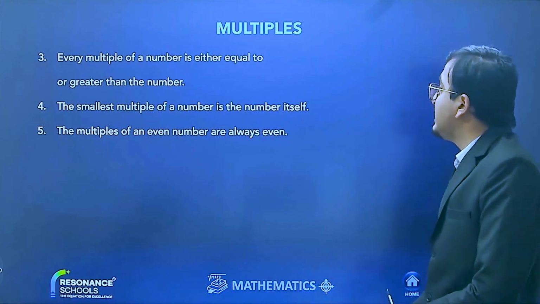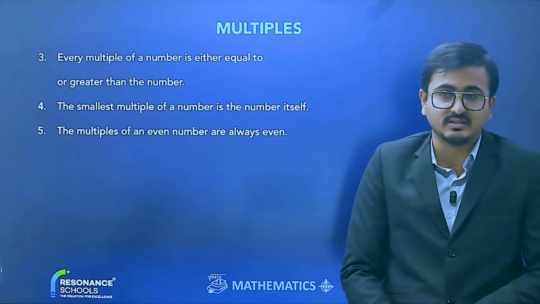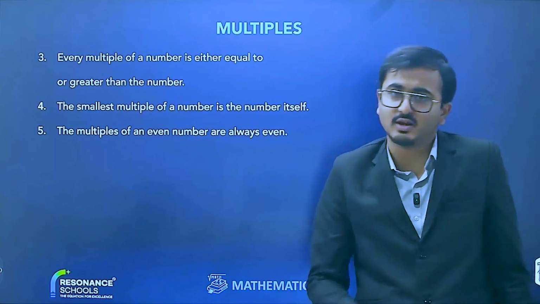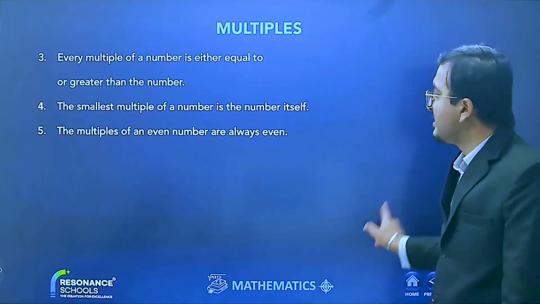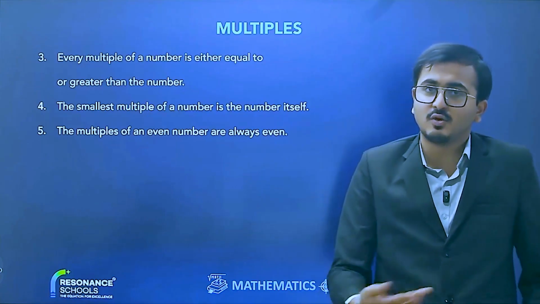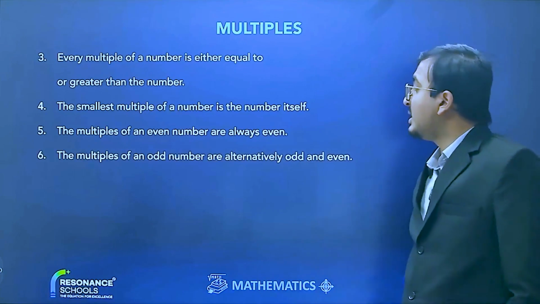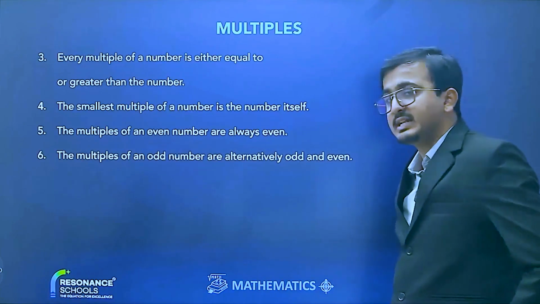The multiple of an even number is always even, correct? Even into any number, it will always give you an even number, whether the other is odd or even. You can take an example. 4 into 2, 8, even. 4 into 3, 12, even. Multiples of an odd number are alternately odd and even.